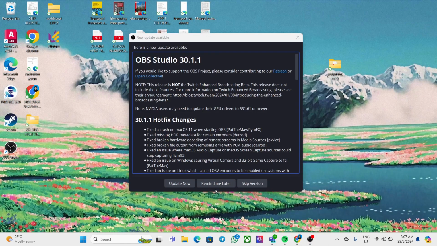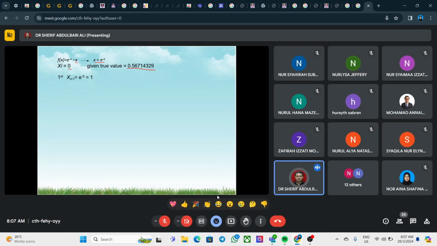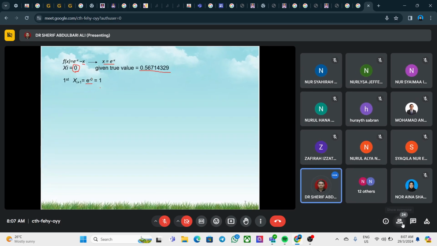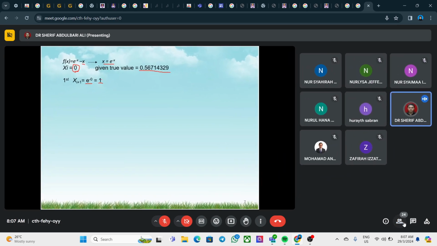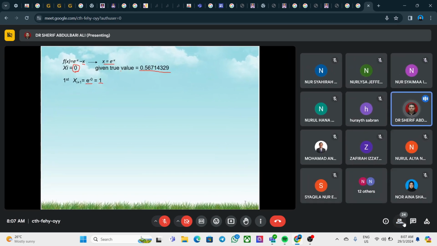I will put 0 inside my equation here. So exponent negative 0, because my initial value is 0. So the answer is equal to 1. Okay, so I get the answer of 1, but my true value is supposed to be 0.56. I get 1, so this means the error is going to be really huge. True value minus the result over the true value, so there will be a lot of error in there.